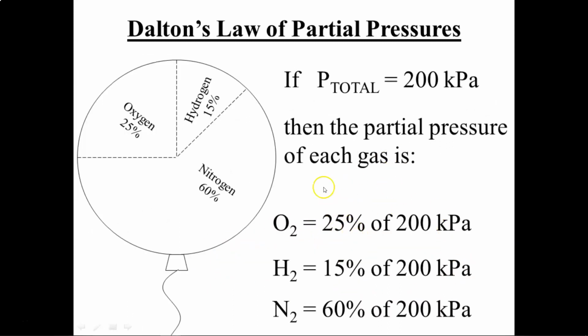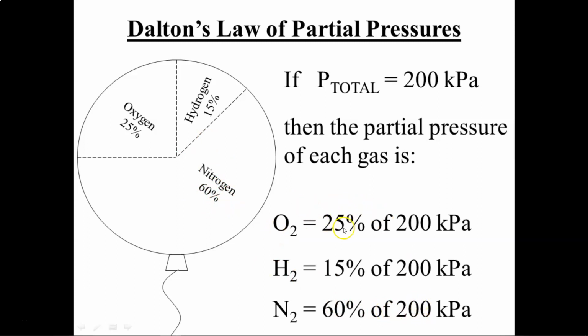But if you look at the law a little more carefully, we suddenly realize that if oxygen makes up 25% of the total volume, then it makes up 25% of the total pressure. I mean, that also makes sense, but again, he had to prove this experimentally. So with hydrogen, because it makes up 15% of the total volume, it also makes up 15% of the total pressure. And nitrogen, 60% of the total volume, 60% of the total pressure.